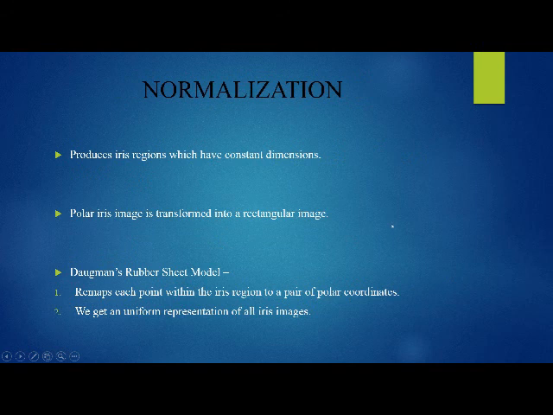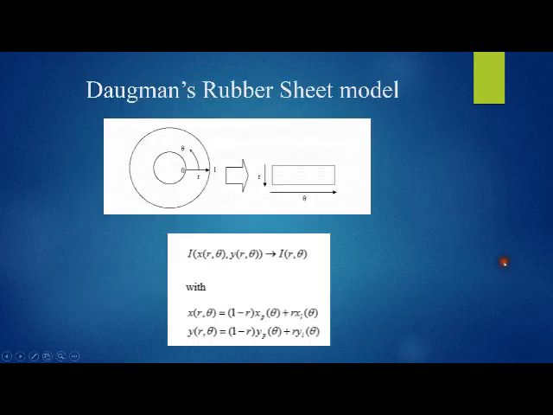So then we go on to normalization, where once the iris region is successfully segmented from an eye image, the next stage would be to transform the iris region so that it has a fixed dimension in order to allow successful comparisons. And the way it works is using Daugman's rubber sheet model, which remaps each point of the iris region to a pair of polar coordinates and enables us to get a uniform representation.